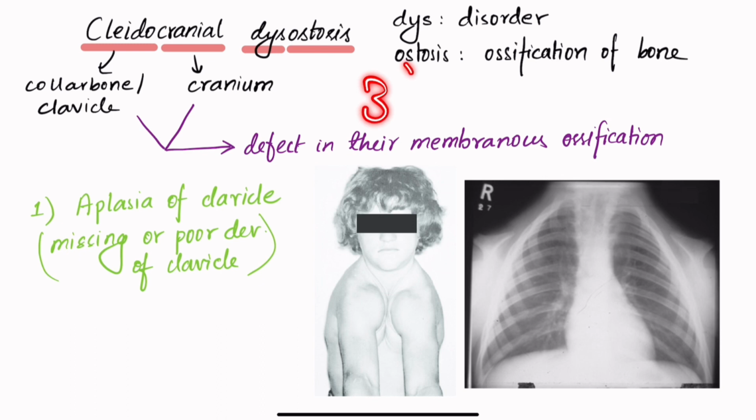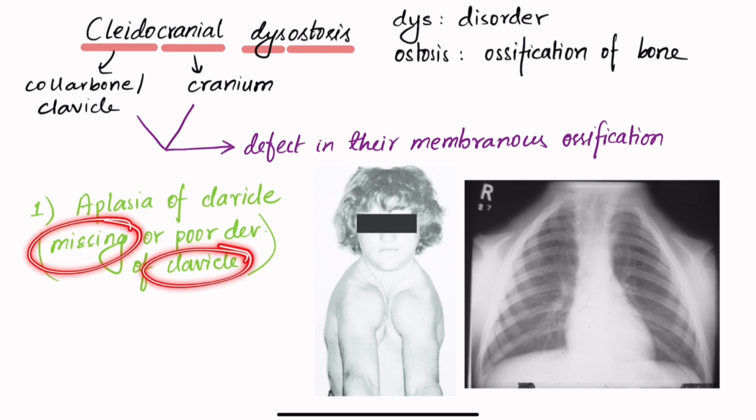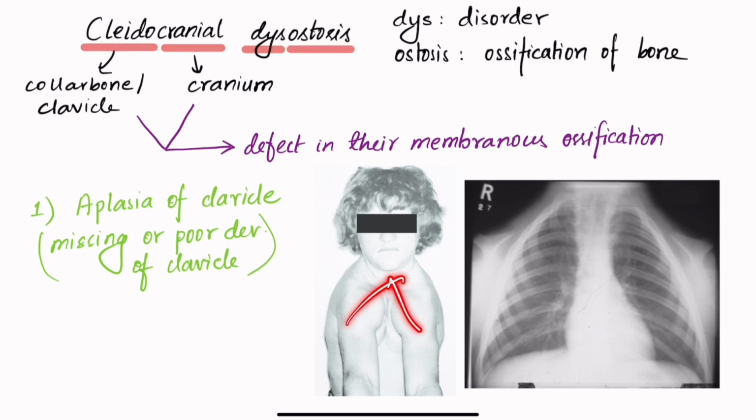There are three cardinal features of cleidocranial dysostosis, and they are: number one, aplasia of clavicle. Due to aplasia of clavicle, the clavicle either goes missing or there is poor development of clavicle. As you can see in this person with cleidocranial dysostosis, there is absence of clavicle. That is why he is able to bend his body in such a way.